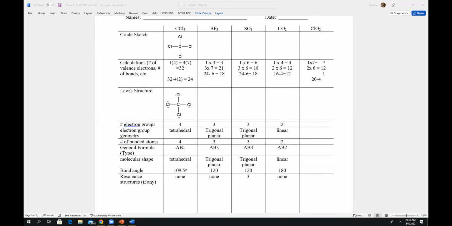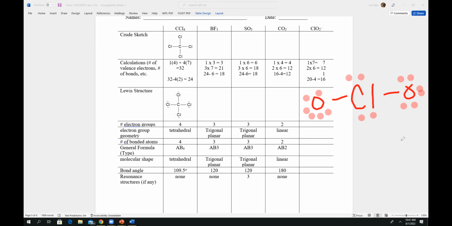Okay, so we got your Cl, and you got 2 oxygens, right? That's what the crude sketch is. That's why you make a crude sketch, so that you know how many to subtract. Okay, so once you subtract it, you get 16, right? That's how many. All right, 16 electrons. Let's distribute those electrons around here. So 1, 2, 3, 4, 5, 6, 7, 8, 9, 10, 11, 12, 13, 14, 15, 16.